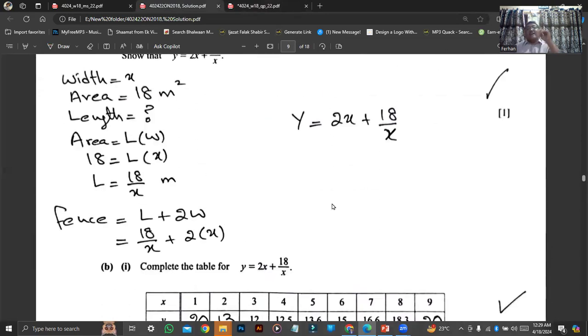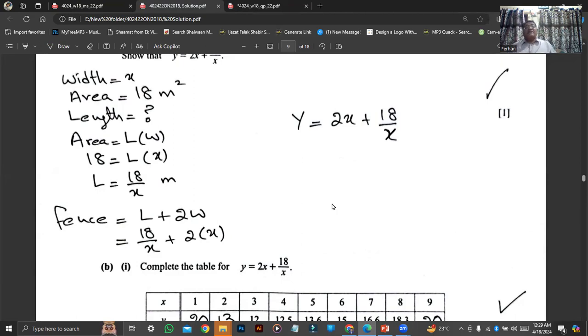So the width is x, the area is 18 meters squared, so the length is the question. The area is length into width. So 18 is equal to length into x, so the length will be 18 by x. Now the fence required there is length plus 2 width. Length is 18 by x and the width is x, so 2 multiply x.